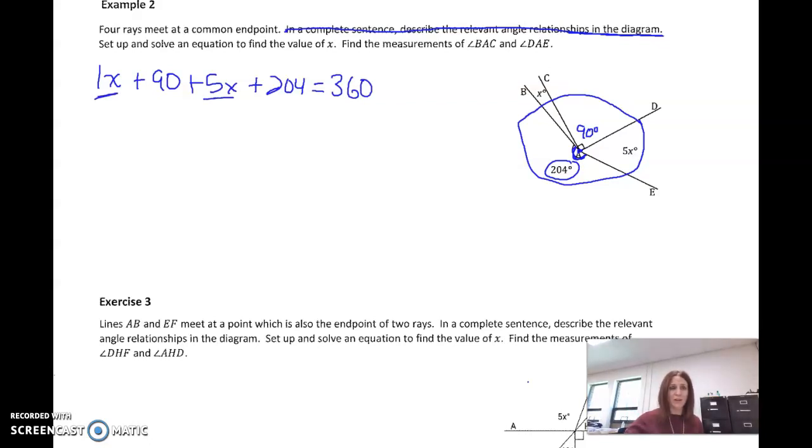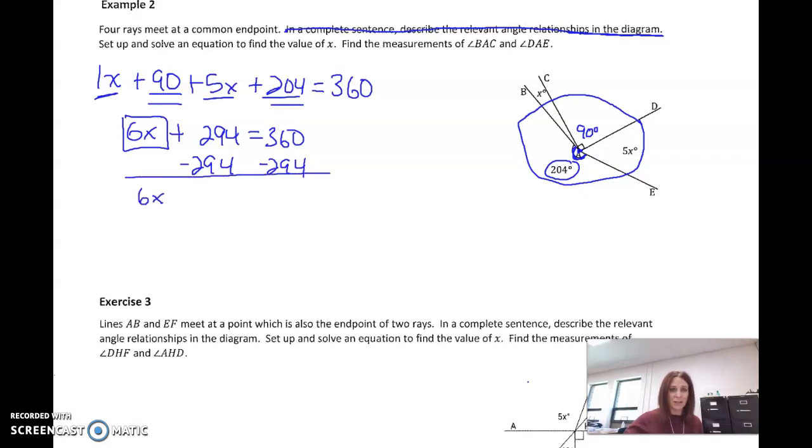If I have 1x's and 5x's, that's 6x's, plus 90 and 204 are like terms, so I'm going to add those together and get 294, and that equals 360. Okay, now let's solve for x. Since I'm solving for x, I need to get rid of whatever's being added to or subtracted from it. So I'm going to get rid of the 294 by subtracting 294. Whatever I do to one side, I have to do to the other.